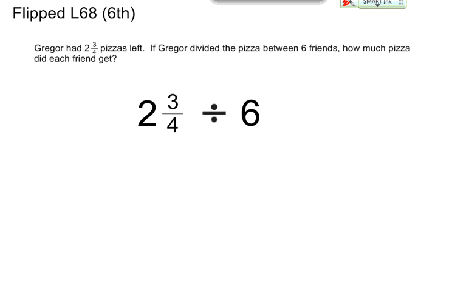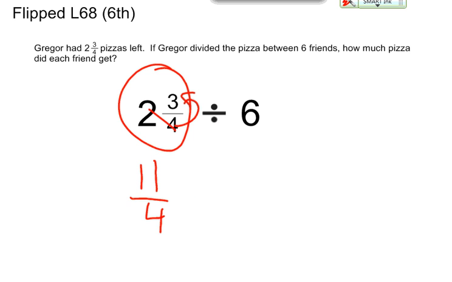Looking at mixed numbers. It says Gregor had 2 3/4 pizza left. If Gregor divided the pizza between 6 friends, how much pizza did each friend get? So we have a total of 2 3/4 that we're dividing by 6, right? Dividing by 6. Now, step 1, of course, is to change that into an improper fraction. 2 times 4 gives us 8, plus 3 gives us 11, so that's 11 over 4. So now we have 11 over 4 divided by 6.